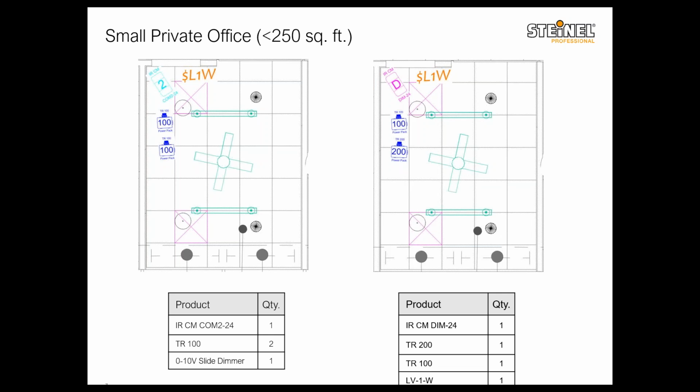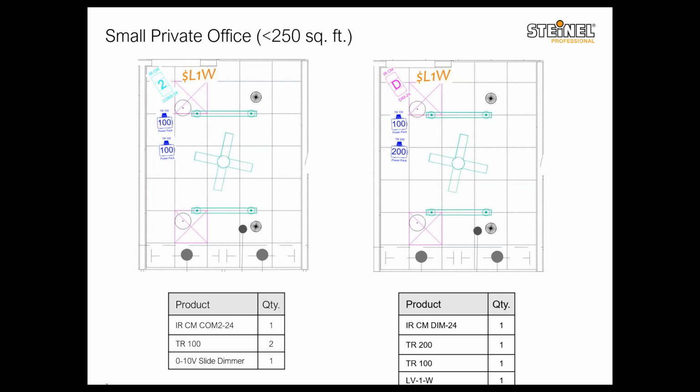So you need an IRCM DIMM-24 sensor, a TR200 power pack for the receptacle control with its built-in timer settings, a TR100 power pack or another TR200 power pack to control the lighting, and then you can use a 0 to 10, LV1W momentary switch.